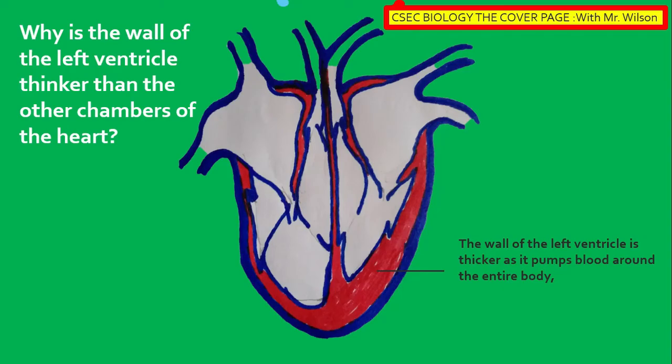So always remember that the left side, the left ventricle, has thicker walls than all the other chambers, to include the right ventricle, because it is pumping blood around the entire body.